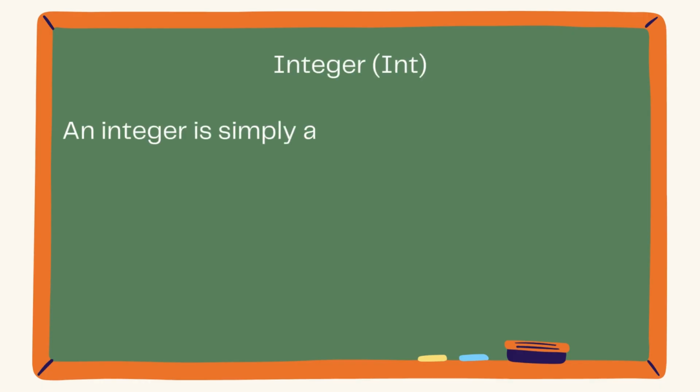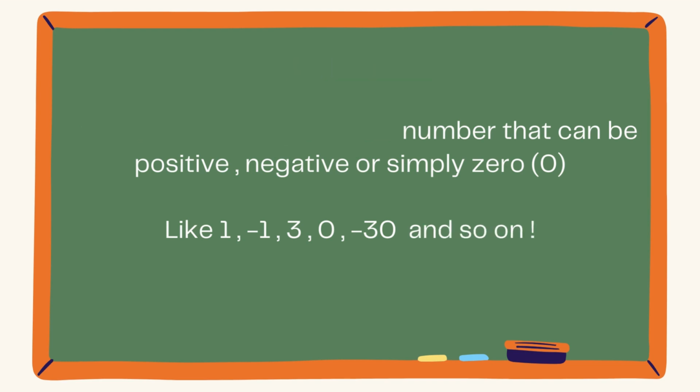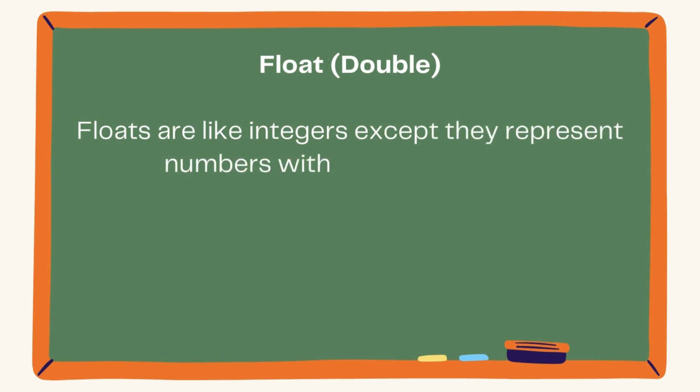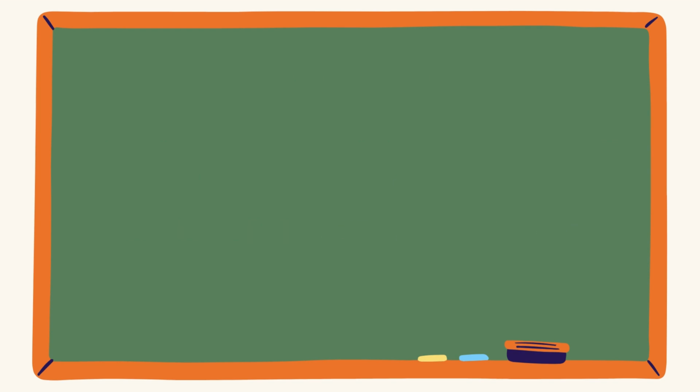So integer is short for int, and an integer is simply a whole number that can be positive, negative, or simply 0. So we have 1, -1, 3, 0, -30, and so on. On the other hand, floats, which are also called doubles, are like integers except they represent numbers with decimal points, so 1.0, 2.5, -25.6, and so on.